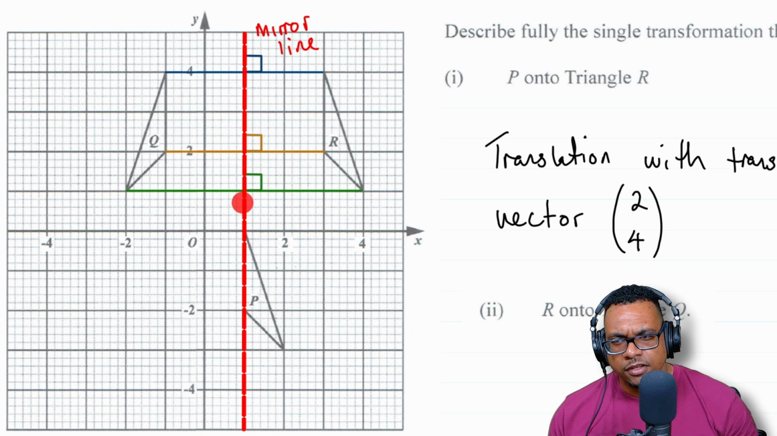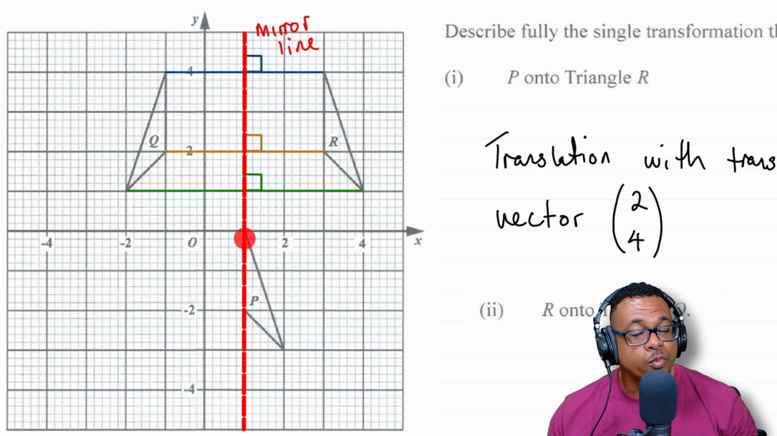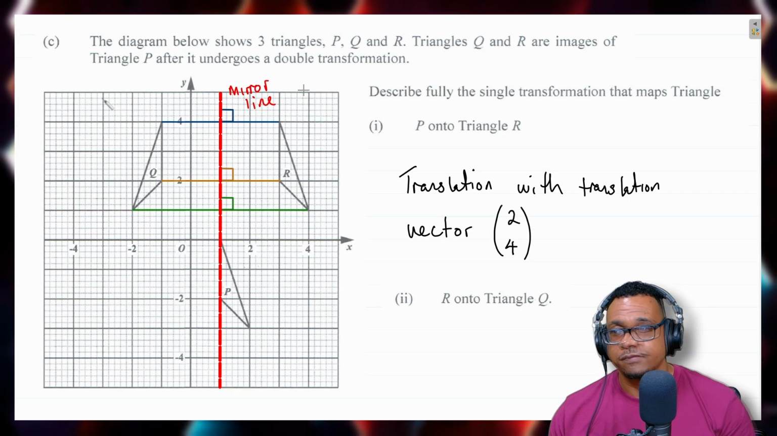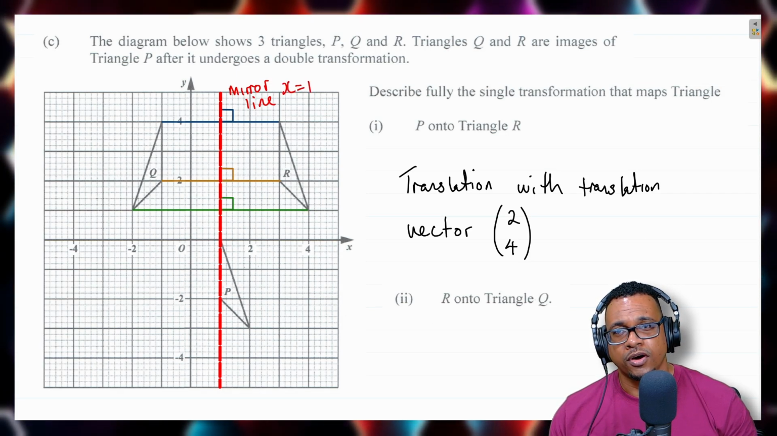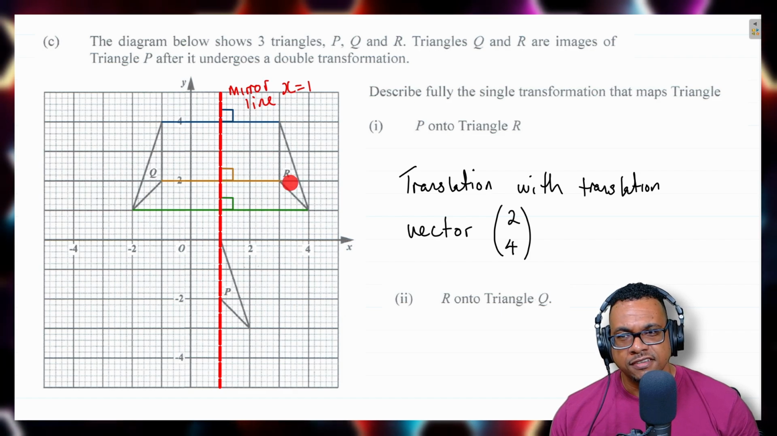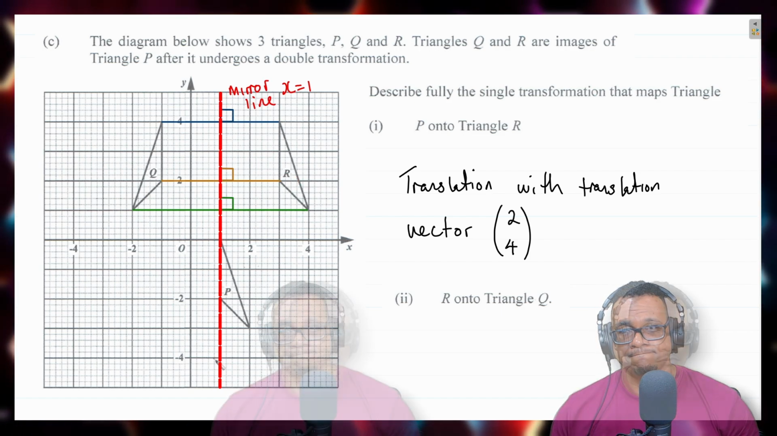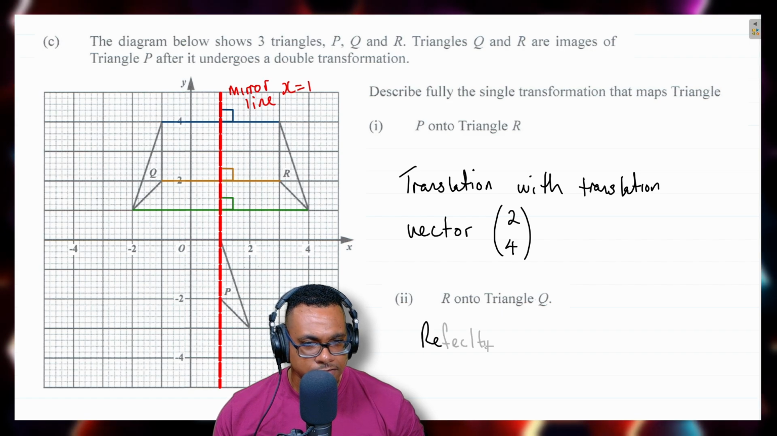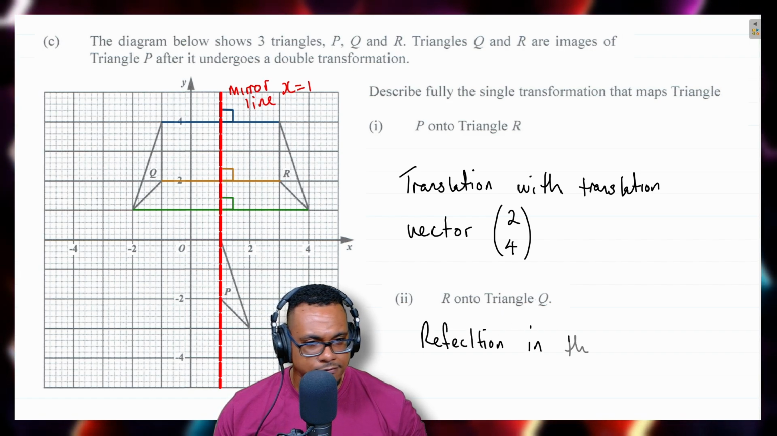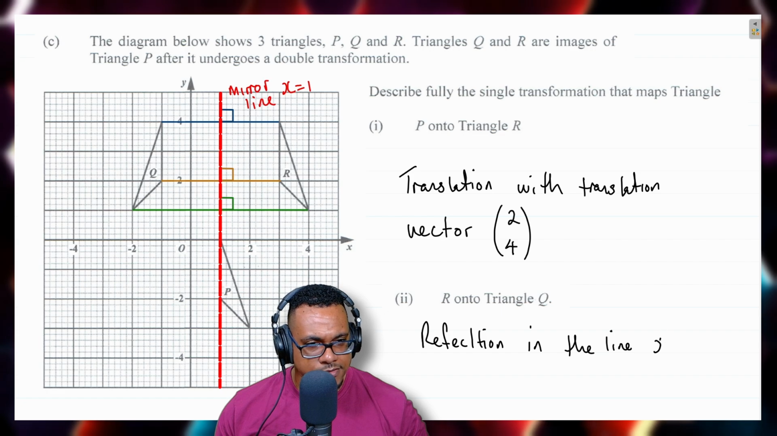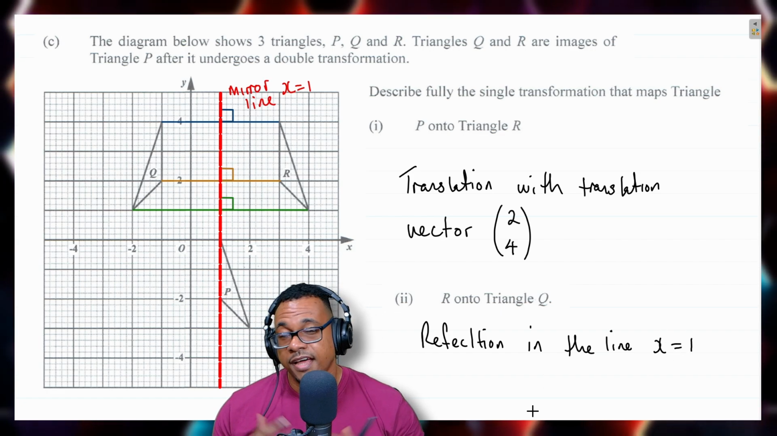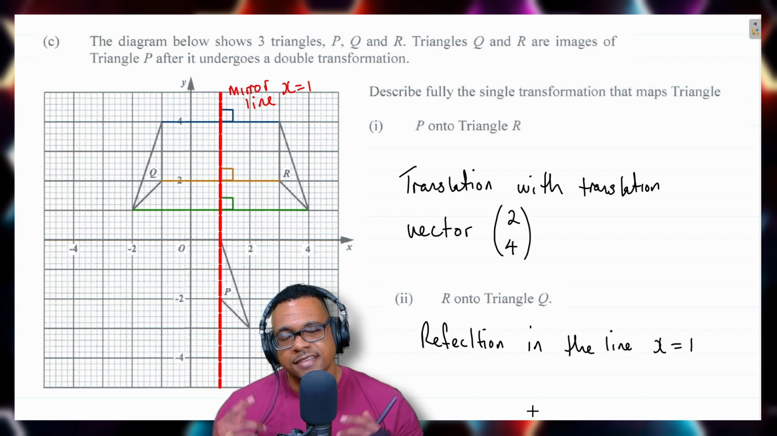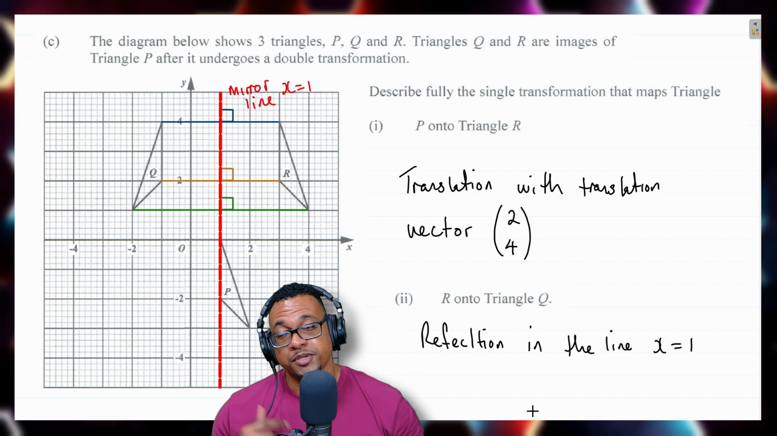Okay, and this mirror line, look at where it touches the x-axis. This is 0 here, this is 2. So halfway between 0 and 2 will be 1. So this mirror line touches the x-axis at 1. Therefore, the equation of the mirror line is x is equal to 1. So what we have here is a reflection in the line x is equal to 1. So for my answer, I'm going to put reflection in the line x is equal to 1. And now that will bring us to the end of this video, and stay tuned for the other question, which will be question 4.